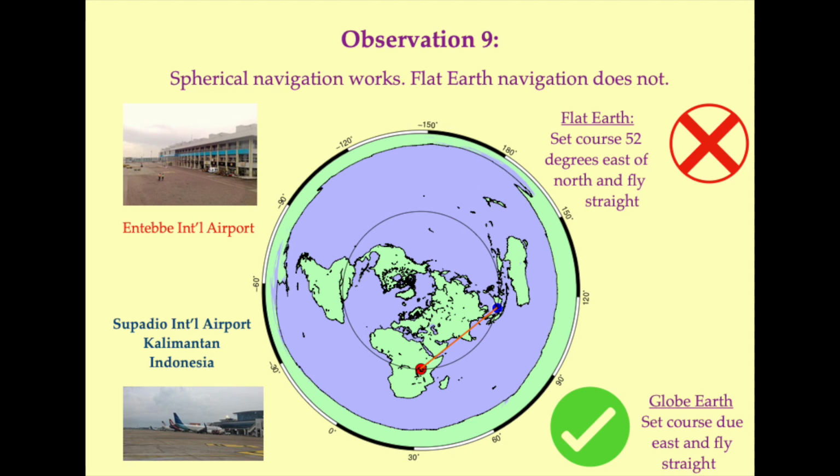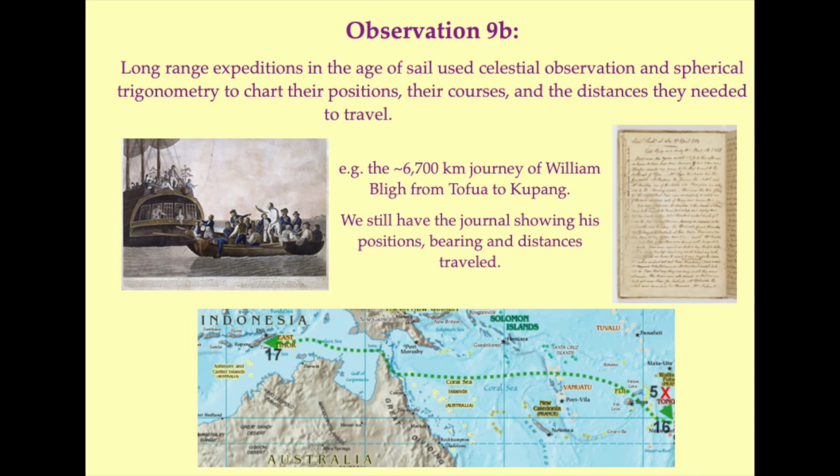Every day, tens of thousands of marine vessels and aircraft arrive safely at their destination. They have relied on spheroidal geometry to get them there. Each and every safe arrival is observational validation of the spheroidal Earth. Celestial positioning and spheroidal navigation have been used successfully for hundreds of years to navigate across Earth's surface.